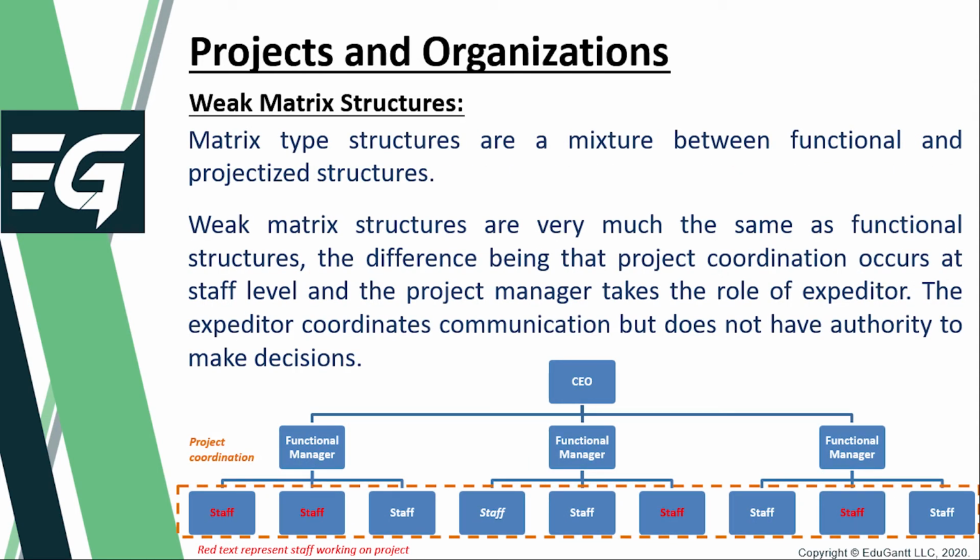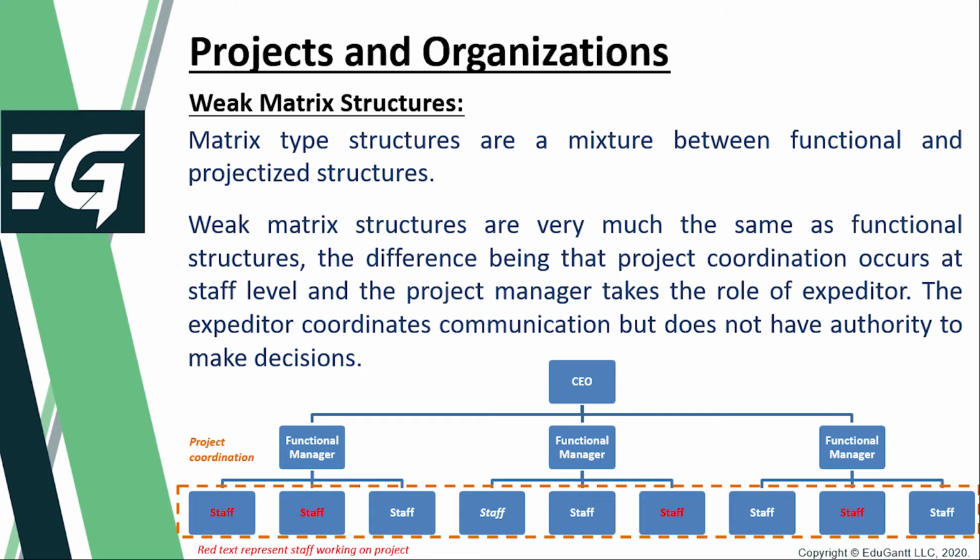Next, we'll have a look at weak matrix structures. Now, matrix type structures are a mixture between functional and projectized structures. Weak matrix structures are very much the same as functional structures, the difference being that project coordination occurs at the staff level, and the project manager takes the role of an expediter.